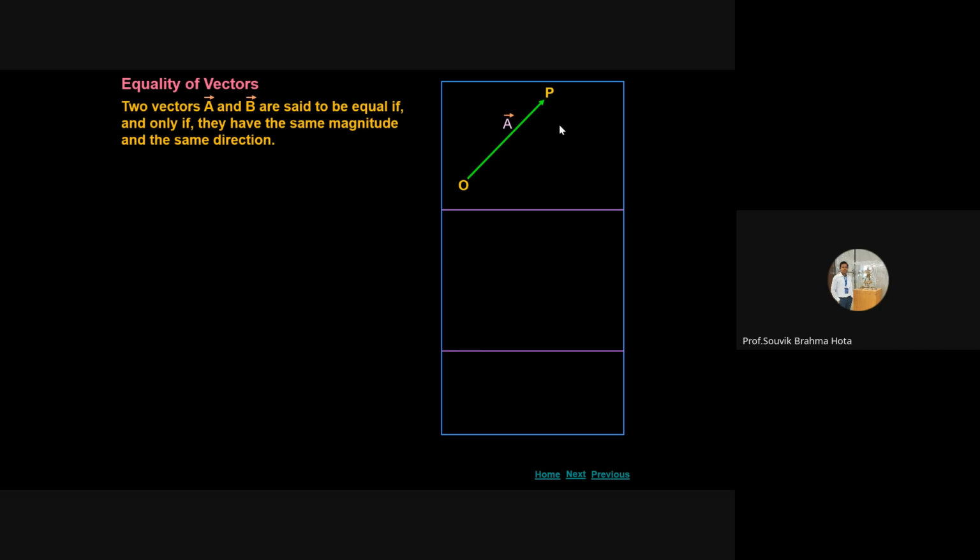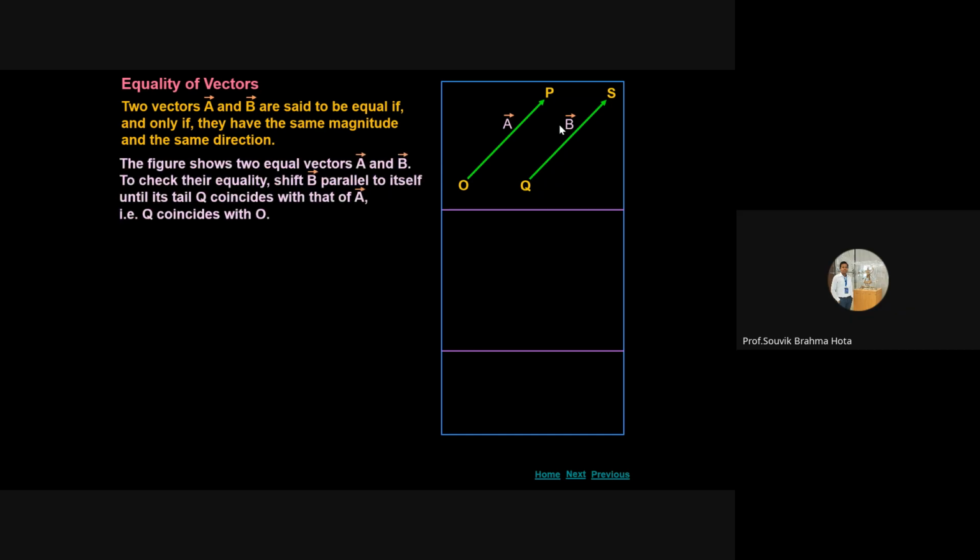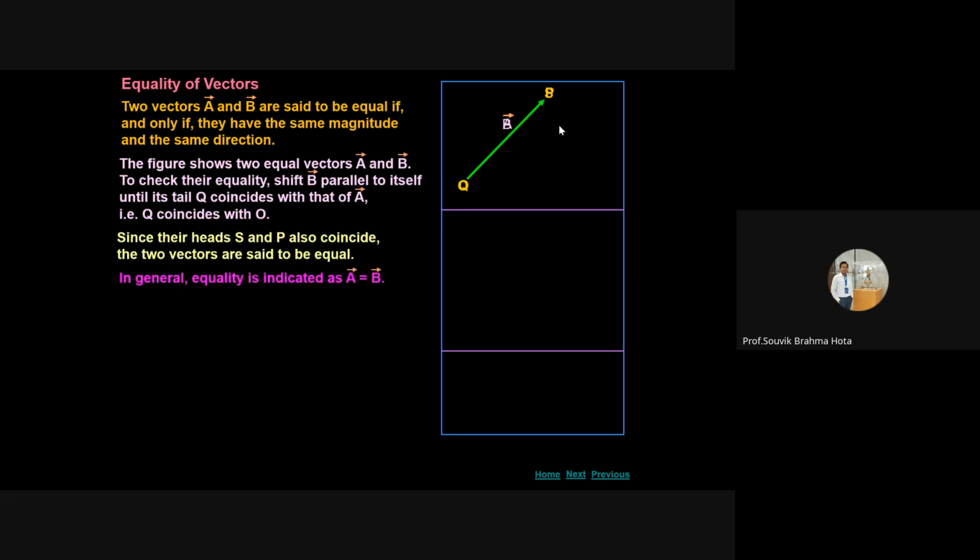Now you see this vector O to P. The vector is A, and again Q to S and the vector is B. More or less both of them have the same direction as well as the same magnitude, because you can assume the lengths OP and QS are almost the same. Therefore, if you try to overlap one vector with the other, you can do it because both of them are the same. So both of them are equal vectors. Since their heads S and P are coinciding, the two vectors are said to be equal. In general, equality is indicated by A vector equals B vector.